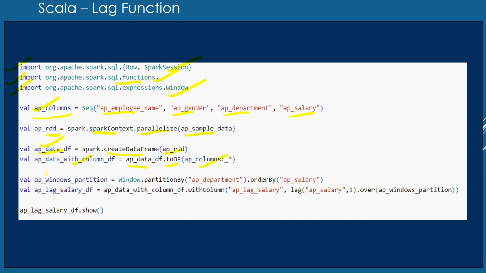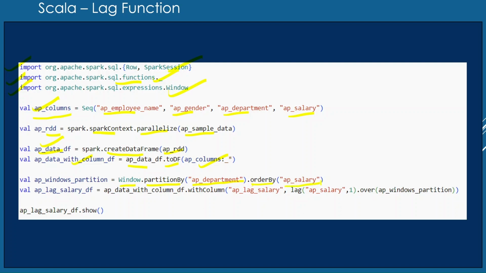Once this data frame gets created, I am defining a window. What are the two things we generally do whenever we define a window? First, we partition the data with the help of the partitionBy function. On what column are we partitioning the data? We are partitioning the data with the help of the AP department column. Once the data is partitioned by AP department, how will the data be organized? I am defining that with the help of an orderBy function.